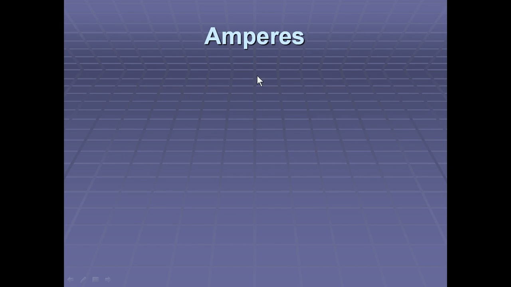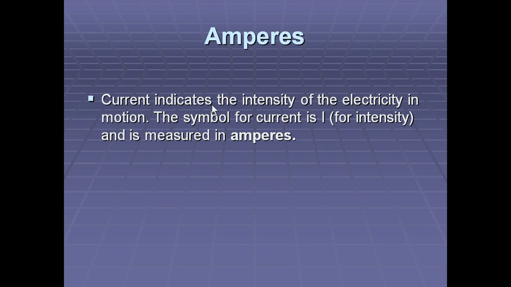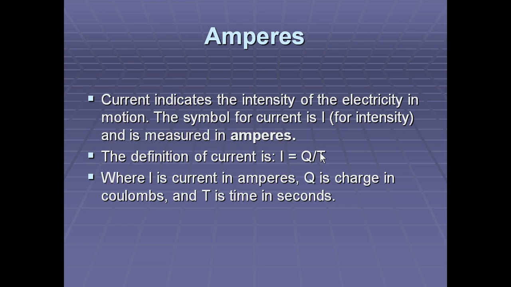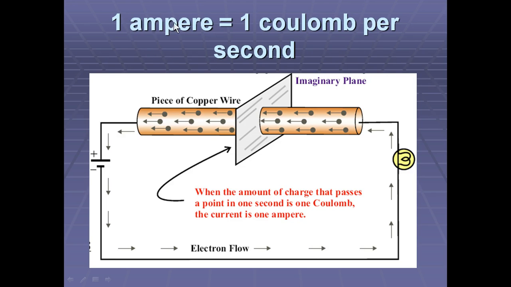Then comes amperes. The current indicates the intensity of the electricity in motion, and the symbol for current is capital I. This is for intensity and is measured in amperes. So the definition of current is I equals Q by T, where I is current in amperes, Q is charge in coulombs, and T is time in seconds. So 1 ampere is 1 coulomb per second.